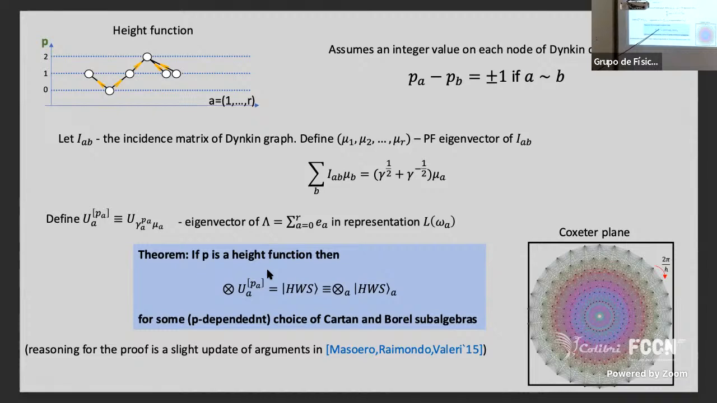So this is the fact that we can choose any P. This constraint is crucial for what I'm going to say next. Okay, do you have any questions so far?